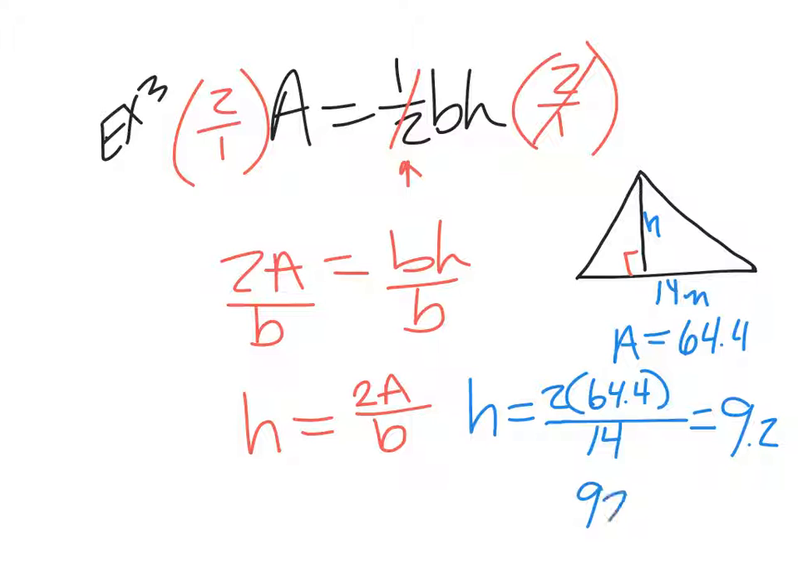Now, we have to say 9.2 what? Meters. Because this is a word problem. So we know the height of that triangle is 9.2 meters. Any questions on how I did that? Do you feel comfortable rearranging the equation for any variable, or do you want me to do another one? Another one? Okay.